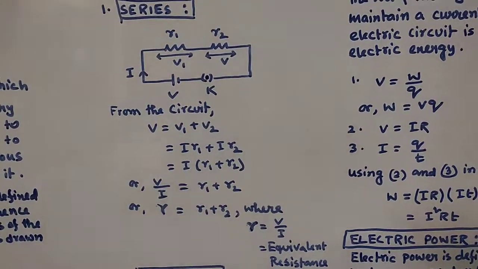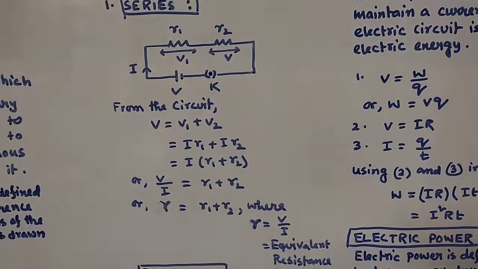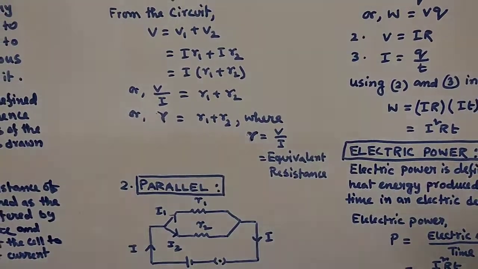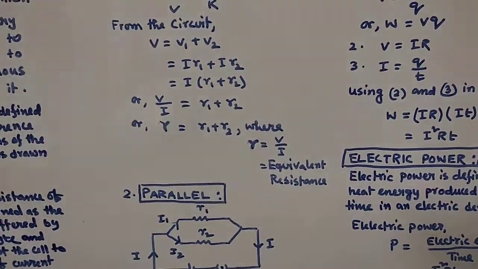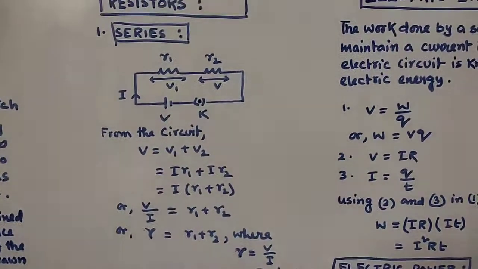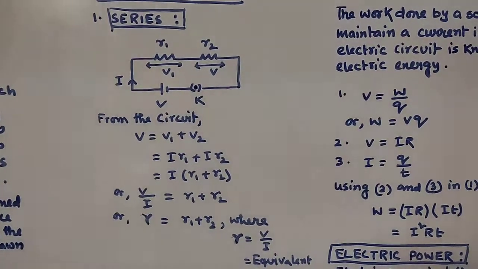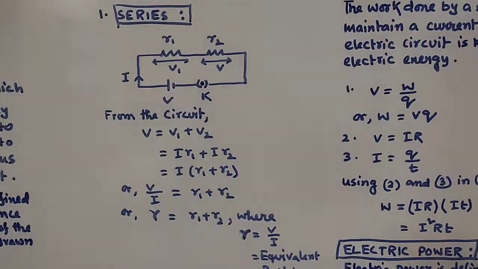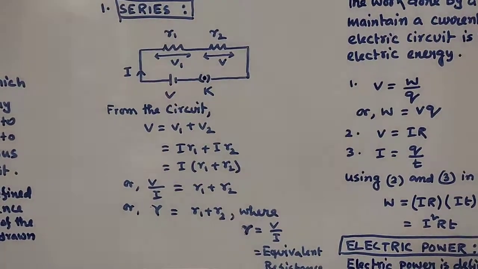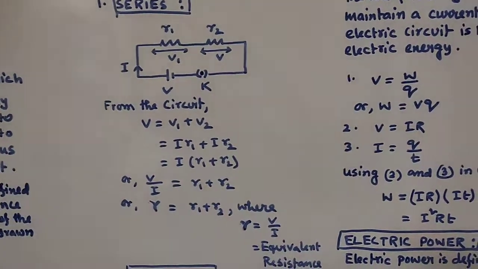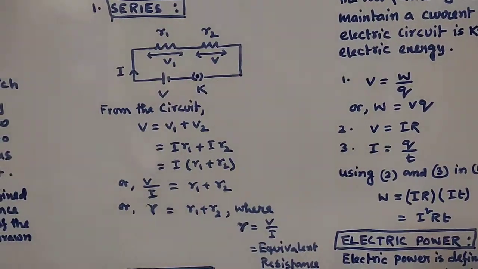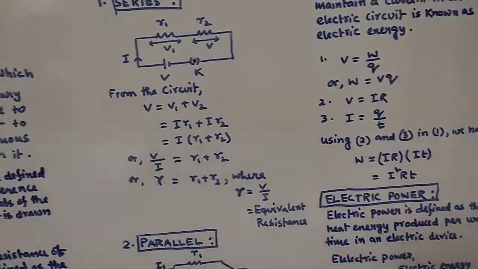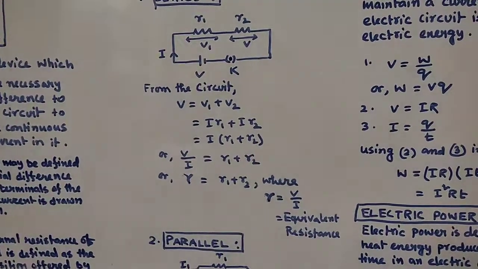In series, basically one terminal is common between two resistors, and in parallel, two terminals are common for two resistors connected in parallel. And in series, potential is equal to the sum of the potential across the resistors. If two resistors are connected in series, then potential will be the sum of the potential across the resistors. If it is three resistors, then three terms will come, V equals V1 plus V2 plus V3. So as the number of resistors increases, the number of terms also increases.